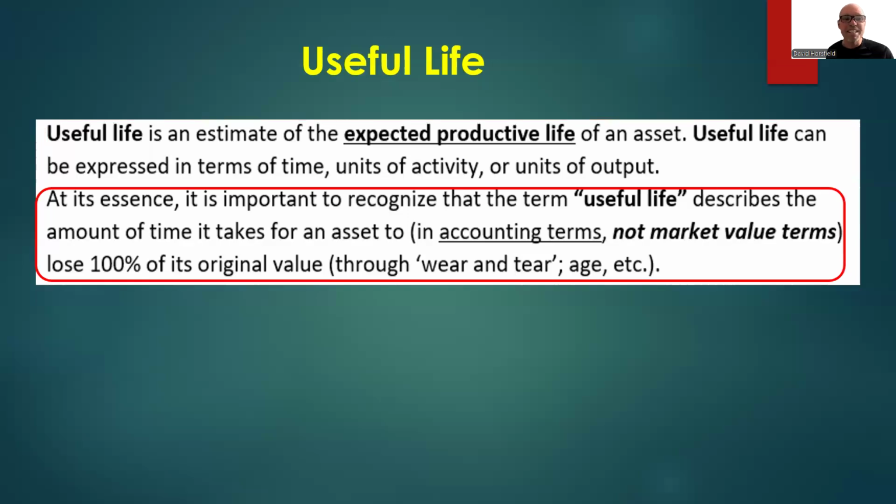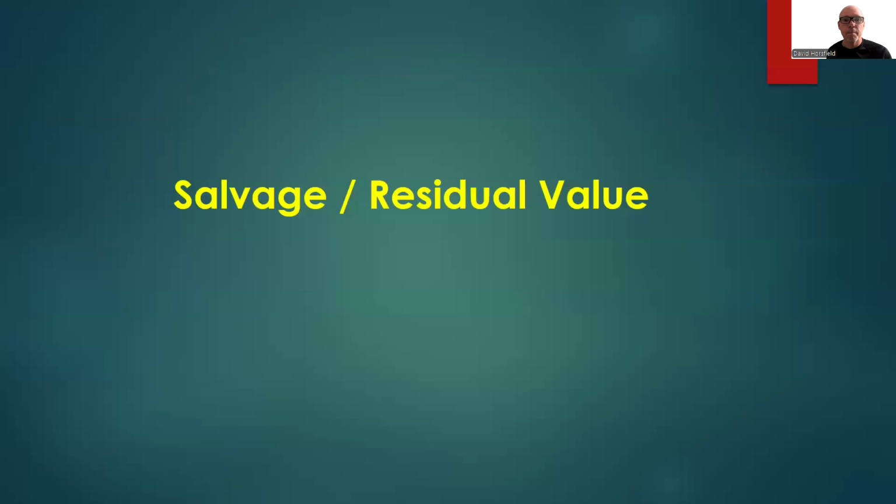Follow the red rectangle. At its essence, it's important to recognize that the term useful life describes the amount of time it takes for an asset to, in accounting terms, not market value terms, lose 100% of its original value through wear and tear and age. Market value would mean what somebody in the market would pay you for it. So we're talking about accounting terms. Accounting terms is going to be a figure that we're going to estimate.